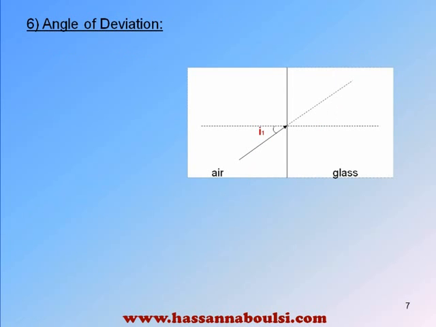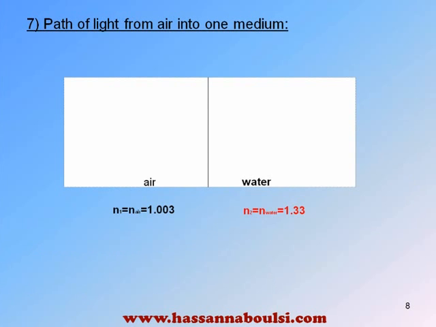Let's define the angle of deviation. When the incident ray deviates, the angle of deviation d is equal to I1 minus I2. Then it is the deviation angle between the two rays. Now let's consider the path of light from air into one medium. If the ray crosses from air into water, it deviates toward the normal.